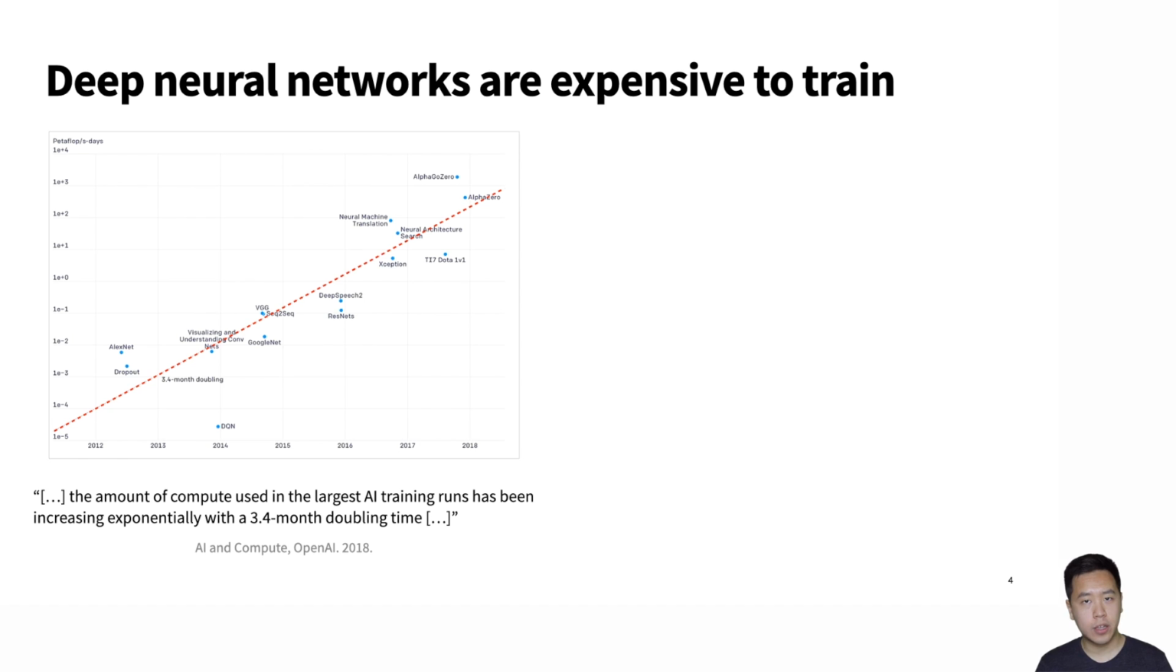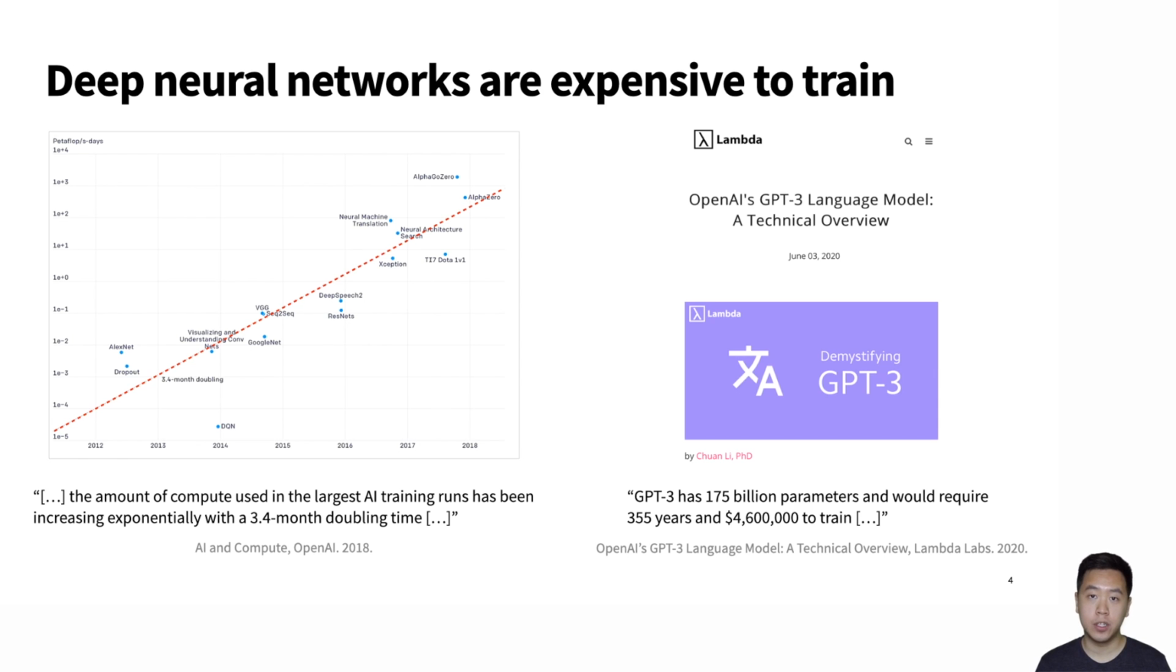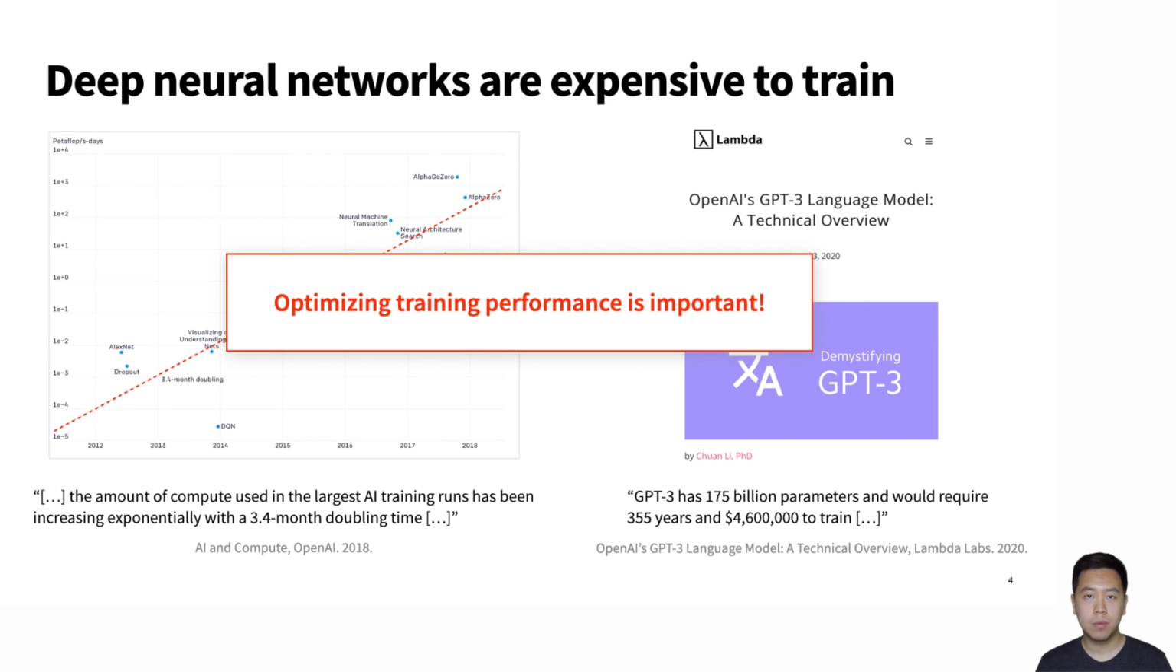One really interesting example of this is OpenAI's GPT-3 language model. The folks over at Lambda Labs did a quick analysis of this model, and they found that it would take around 355 years to train this model on a commodity graphics processing unit, and that this would equate to about 4.6 million dollars in cloud compute costs. So the key takeaway here is that training performance and optimizing it is a really important problem, unless of course you have a lot of resources or time.